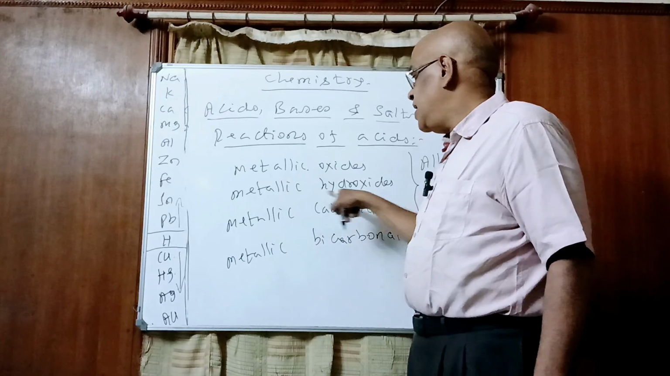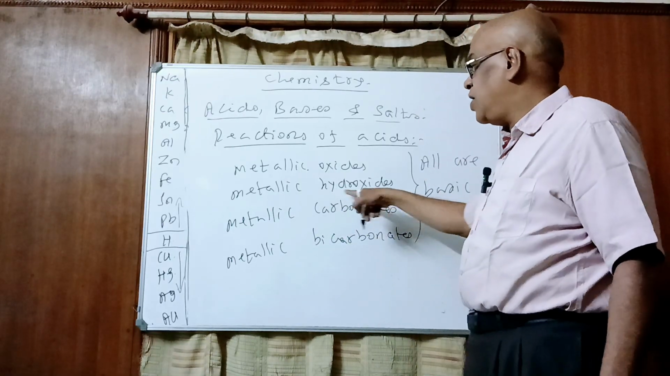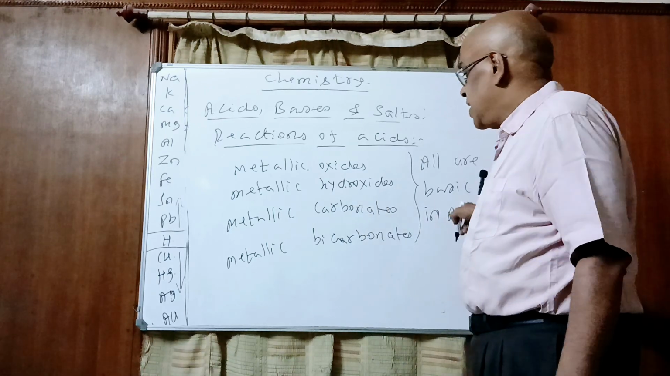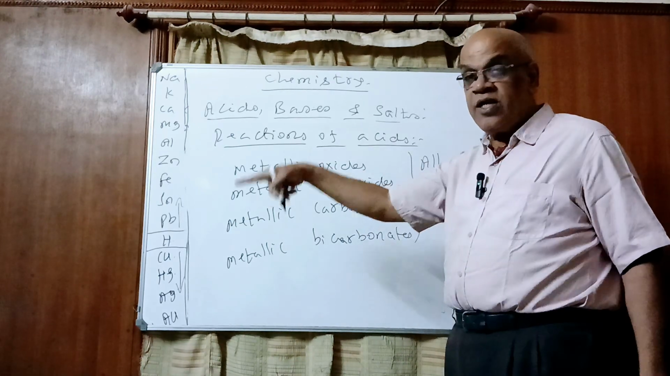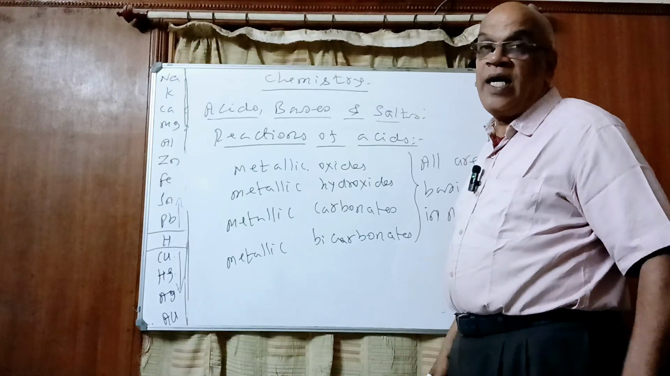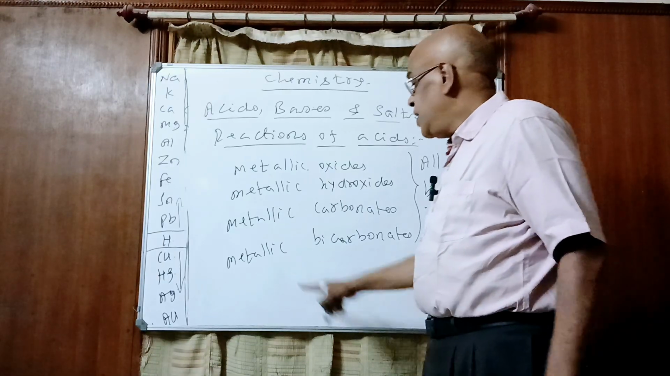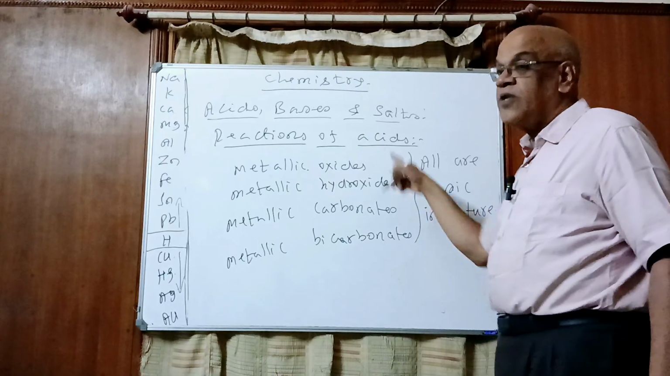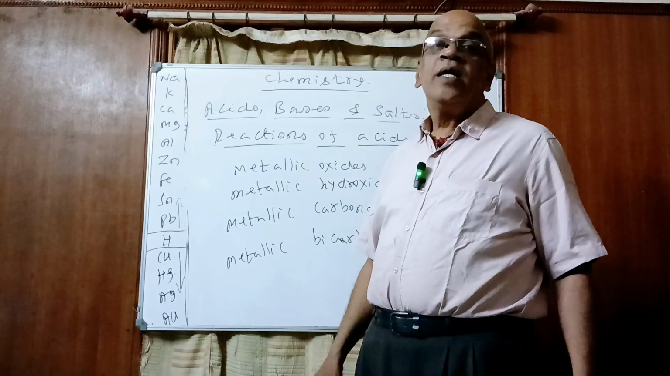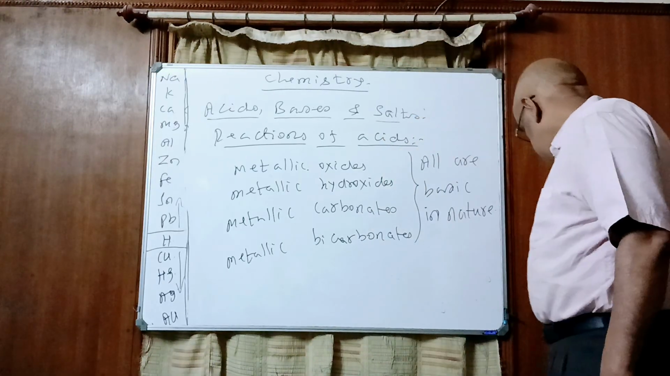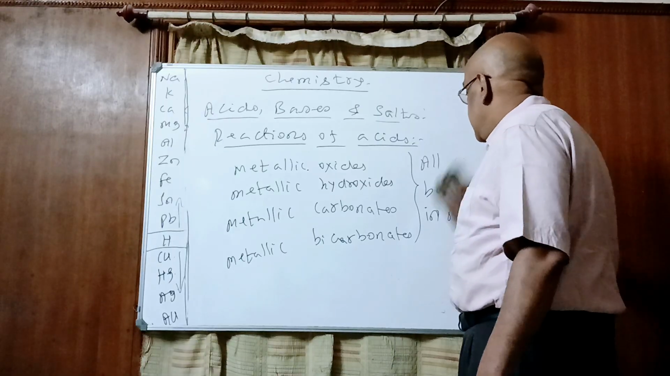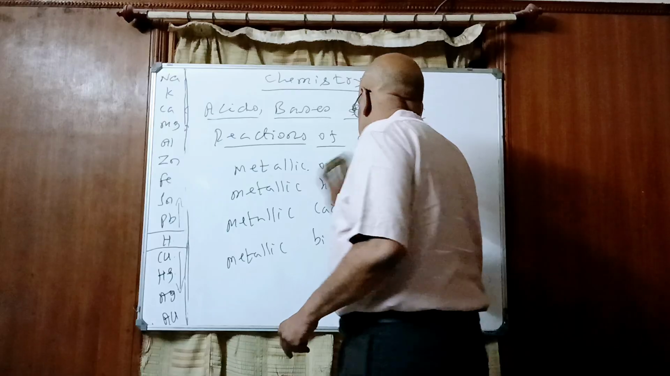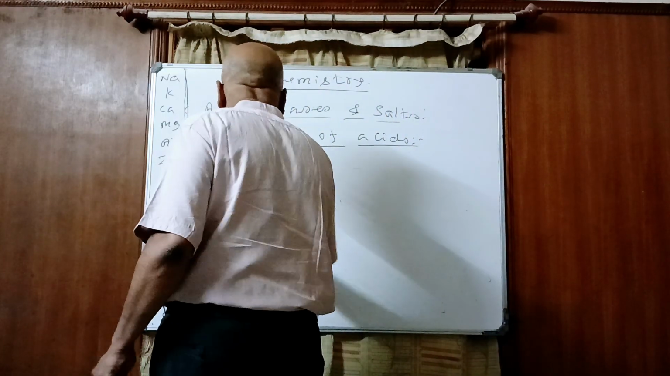Then we already studied acids react with bases, hydroxides, to give salt and water. Metallic carbonates, bases. Again, when they react with acids, what is the end product? Salt and water. What is the action of metallic bicarbonates, which are bases? Again, they react with acids to form salt and what? Understood children? Now we will discuss one by one. Please pause my video and get your concepts clear.